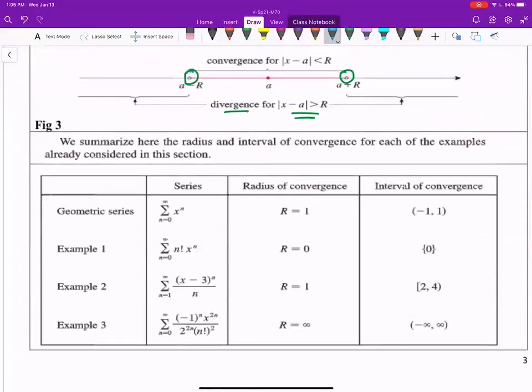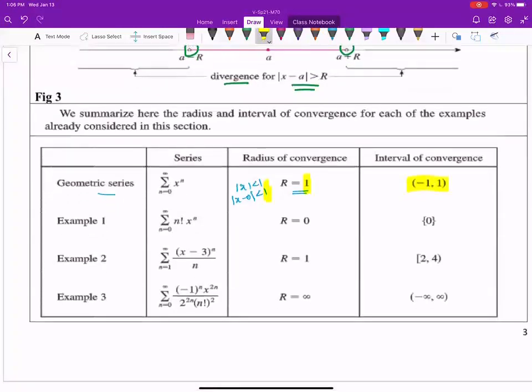In the problems that we have done, we can summarize. For the geometric series, as we know, only when the absolute value of the common ratio is less than 1 does it converge. That means the radius of convergence is equal to 1. You can write this as absolute value of x minus 0 less than 1, so the radius of convergence is equal to 1. The interval of convergence is negative 1 to positive 1.